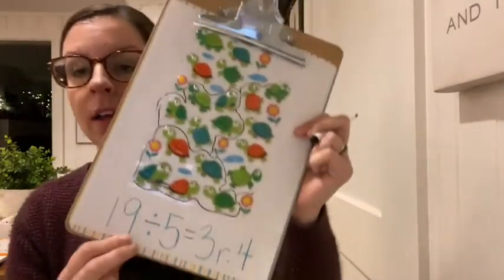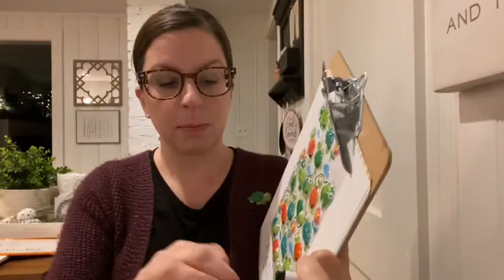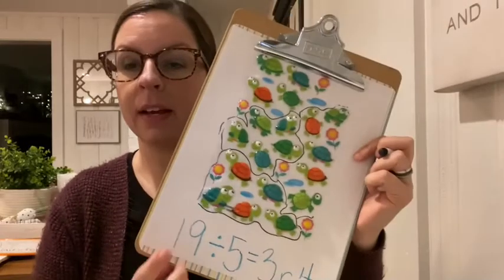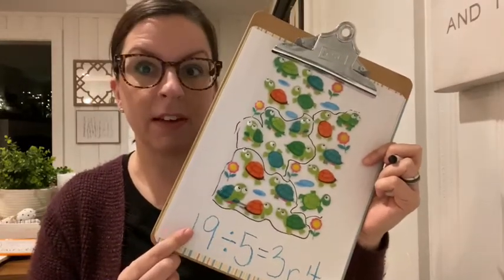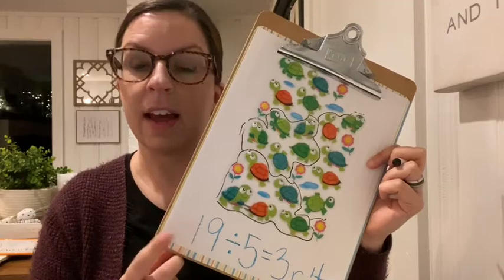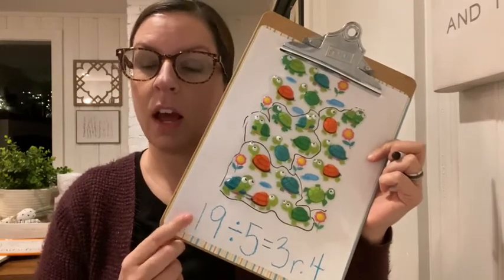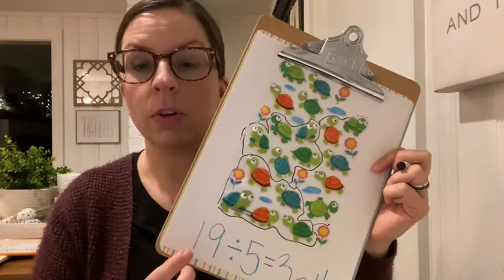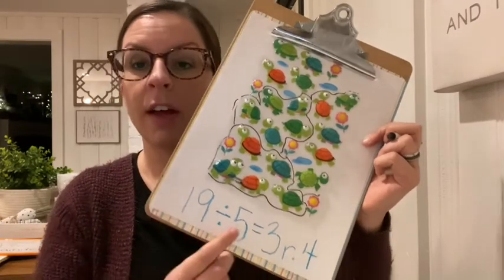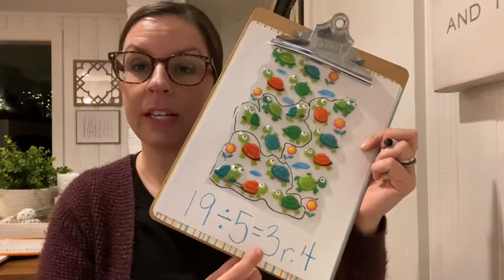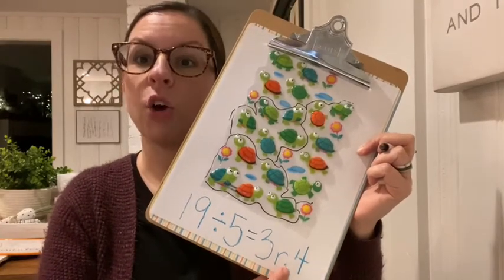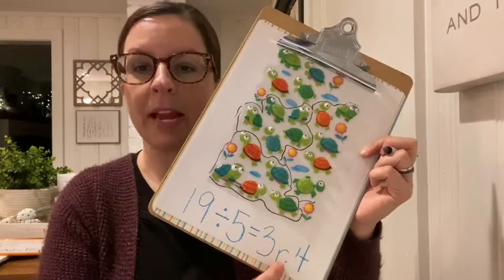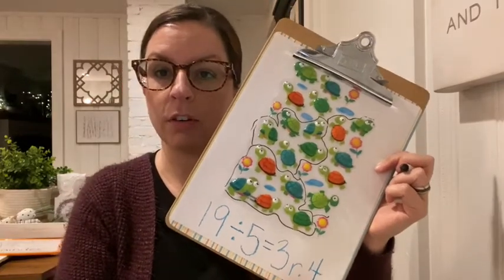4. So it would be 3 remainder 4. Okay, so if I know my 5 times tables, I would know that because 5 times 1 is 5, 5 times 2 is 10, 5 times 3 is 15, 5 times 4 is 20. Okay, so 20 would be too big, so it can go in evenly 3 times with 4 remaining. So remainder 4, 3 remainder 4.